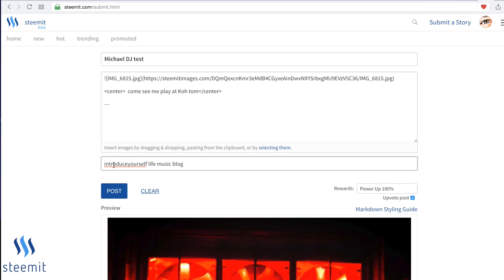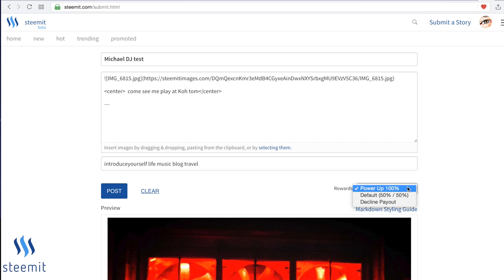So you've done your five tags, introduce yourself, life, music, blog, travel, whatever, like you say, Bali. Add on links and everything. Then make sure that it is set to power up 100%. No point in messing around with Steem dollars. Get as much power as you can behind your wallet. Trust me, it's the best way.